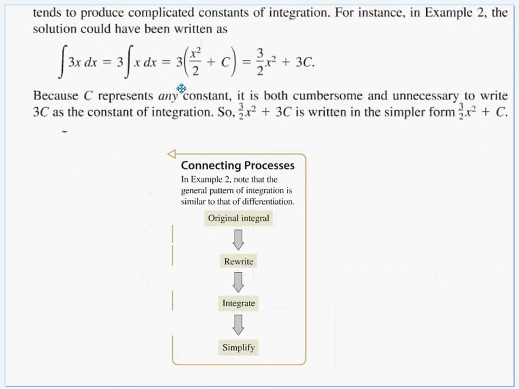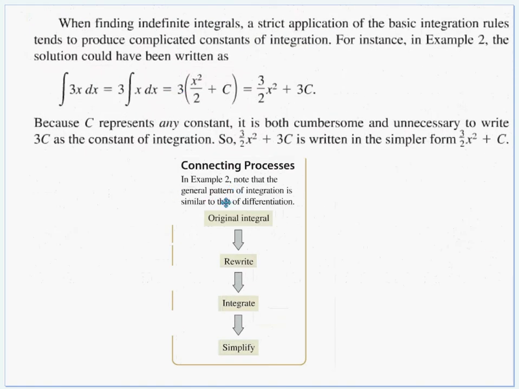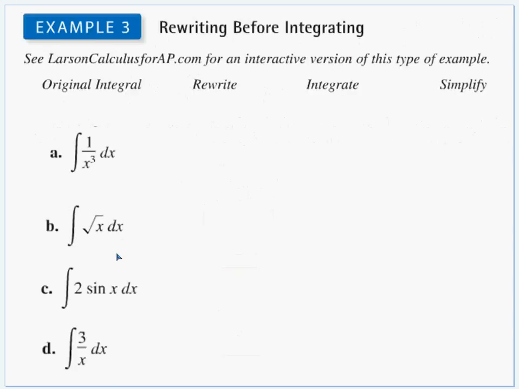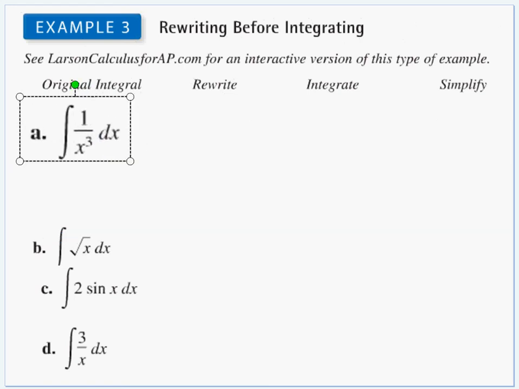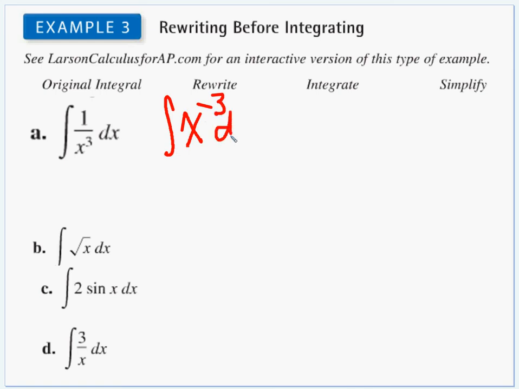In example 2, note that the general pattern of integration is similar to that of deriving. We have our original integral. We will rewrite it, integrate or antiderive it, and then simplify, much like we did with deriving. And you're going to see that even more here in example 3. Okay, each of these are separate. So here's our original integral, antiderive 1 over x cubed dx. We're going to rewrite it as x to the negative 3 dx.